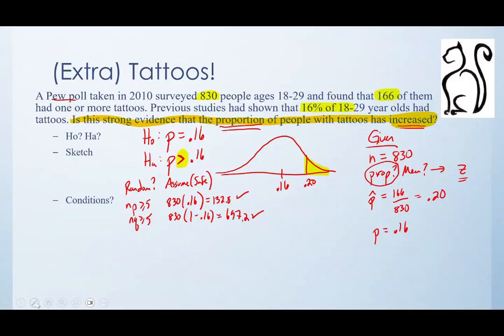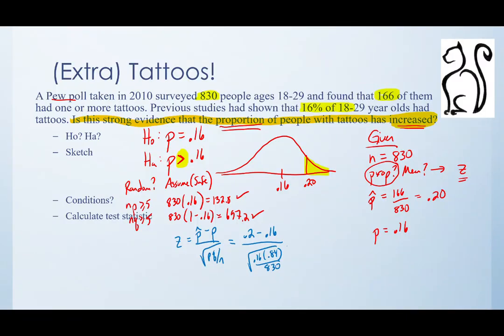Great. Okay, I'm going to switch colors here because why not? So we need to calculate our test statistic. So remember, we're doing a z-score for proportions. So we know z is p hat minus p over the square root of pq over n. So remember, if you think you know p, use it in the standard deviation, or the standard error rather. Standard deviation here, sorry. All right, so what do we got? We've got 0.2 minus 0.16 over the square root of 0.16 times 0.84, that's our q, over 830.